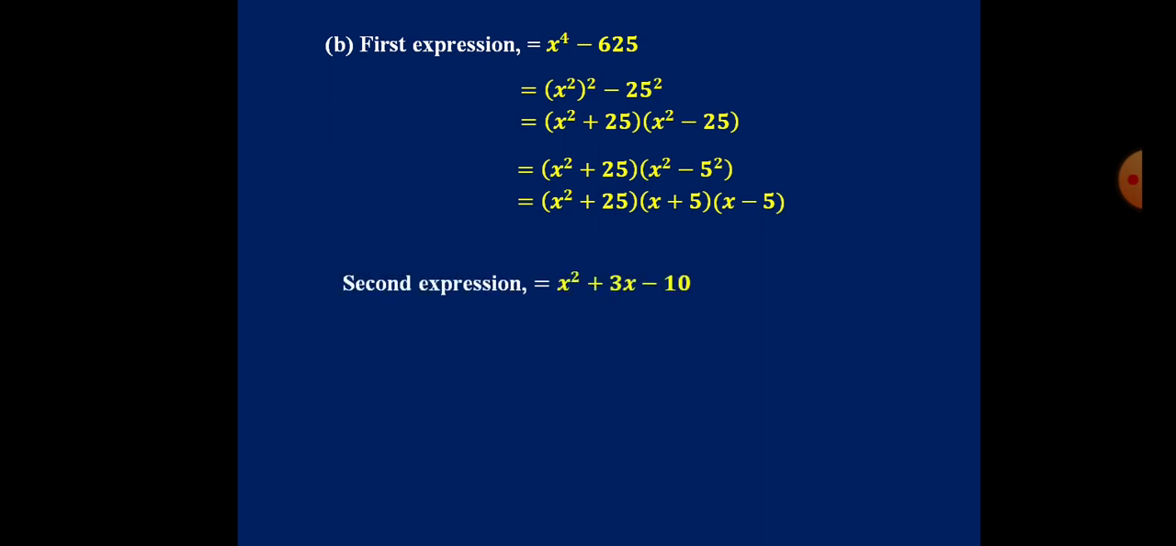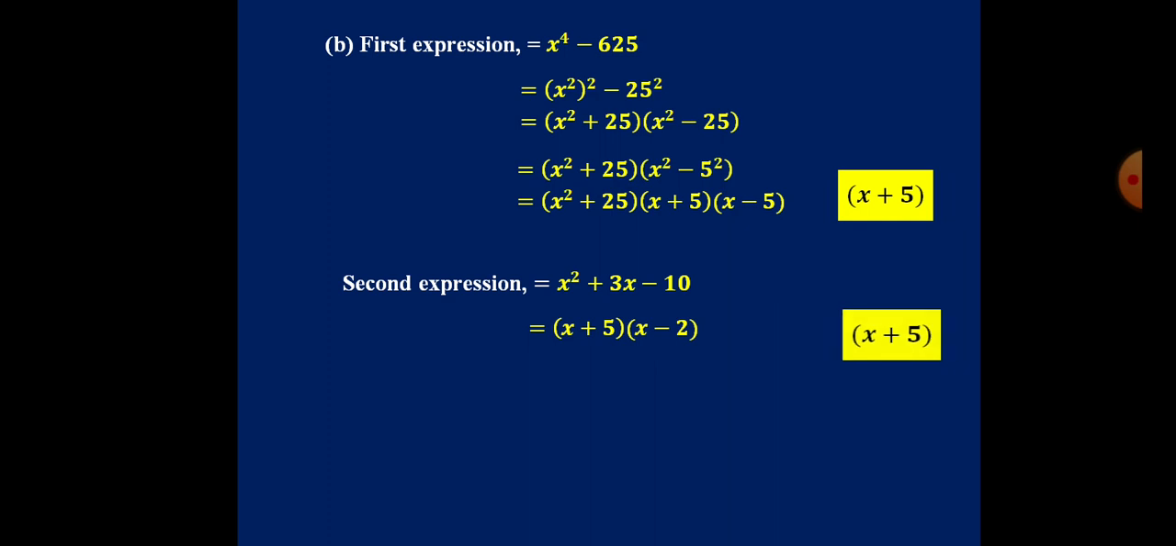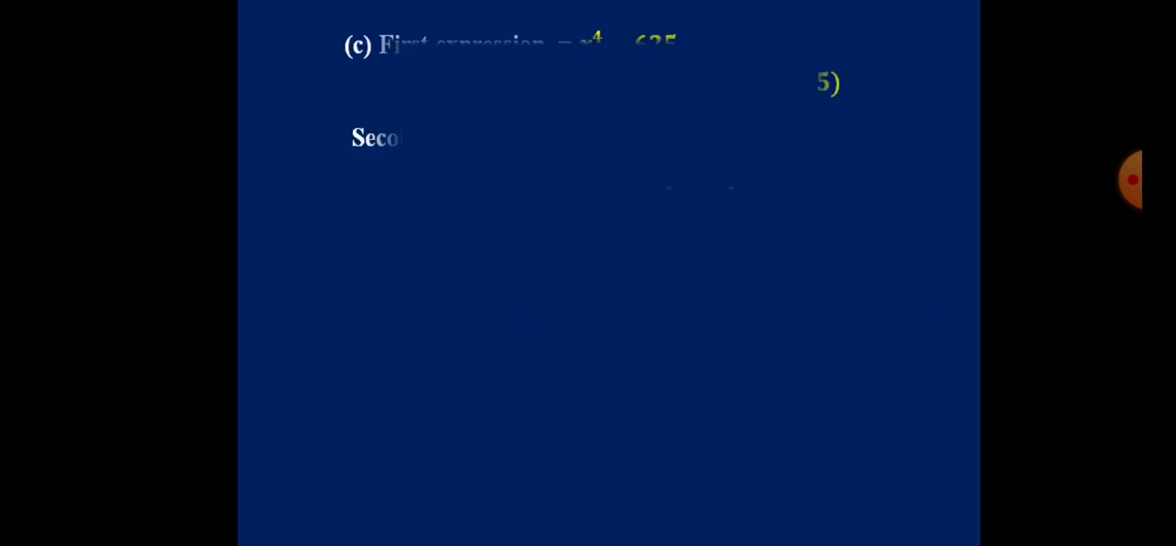And you know, the second expression is x squared plus 3x minus 10, and we have factored that in question A, and the result is (x plus 5)(x minus 2). And they need us to find the HCF. HCF is the common factor of the expressions. In the first expression you see that x plus 5 is there, and x plus 5 is also there in the second, so we take x plus 5 as our common factor. The HCF is x plus 5. You see, that's simple. Let us go for the third question.